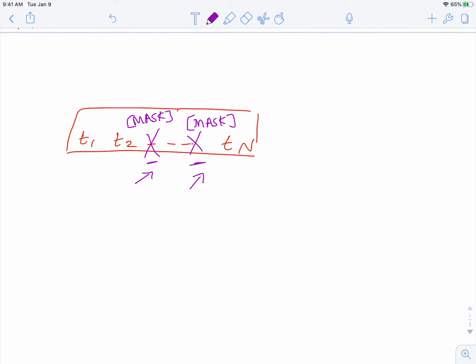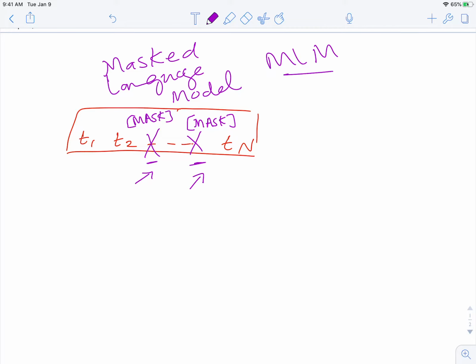And this is why we call it a masked language model. Okay, so MLM. Okay, this is different from other language models we have seen before that try to predict what the next word would be given the history, right? So that's the first task that BERT is trained on.